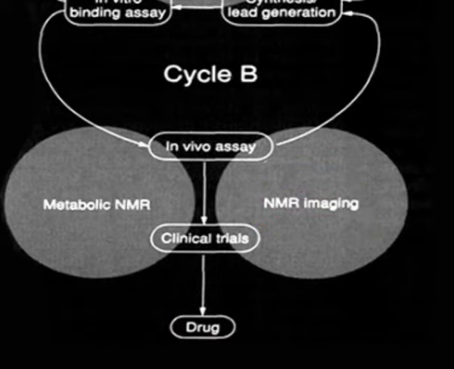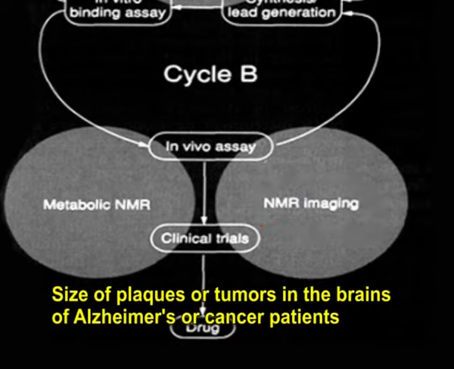Such studies provide anatomical information in an animal model or human patient. This includes, for example, monitoring the size of the plaques or tumor in brain of Alzheimer's or cancer patients respectively during drug therapy.